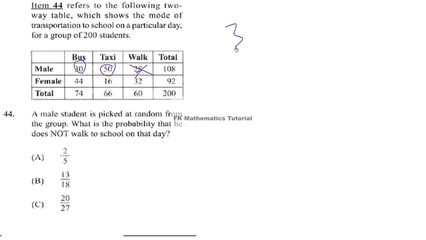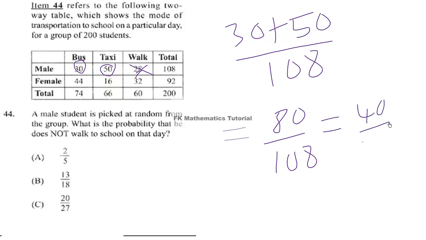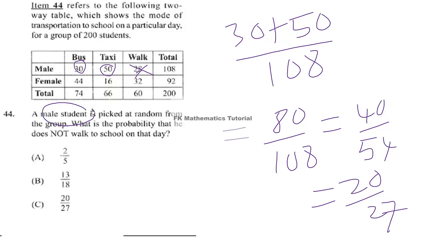So probability will be equal to 30 plus 50 over the total number of male students, and that will be equal to 80 over 108, and that will be equal to 40 over 54, or 20 over 27. Okay, so notice this over here. So we are using this total.